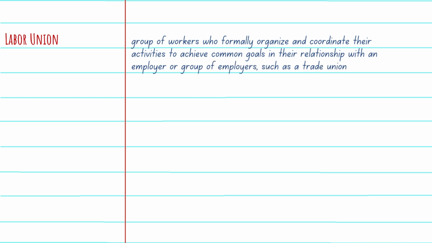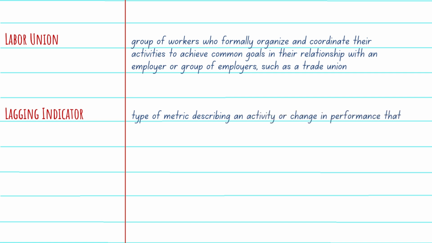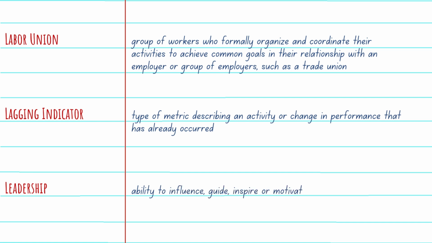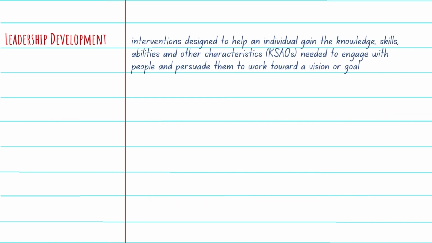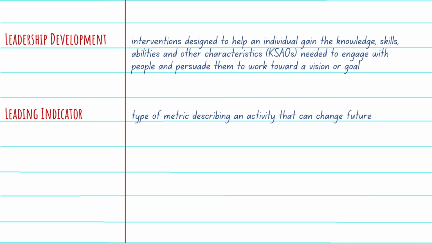A lagging indicator is a type of metric describing an activity or change in performance that has already occurred. Leadership is the ability to influence, guide, inspire, or motivate a group or person to achieve their goals. Leadership development is interventions designed to help an individual gain the knowledge, skills, abilities, and other characteristics needed to engage with people and persuade them to work toward a vision or goal. A leading indicator is a type of metric describing an activity that can change future performance and predict success in the achievement of strategic goals.